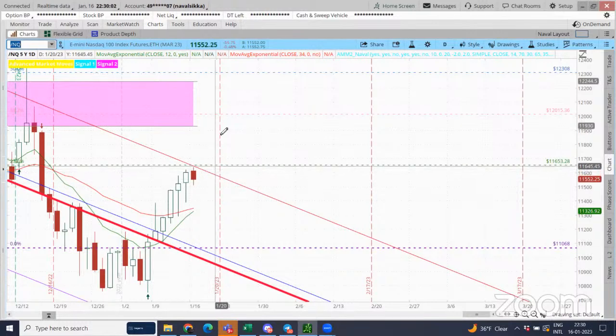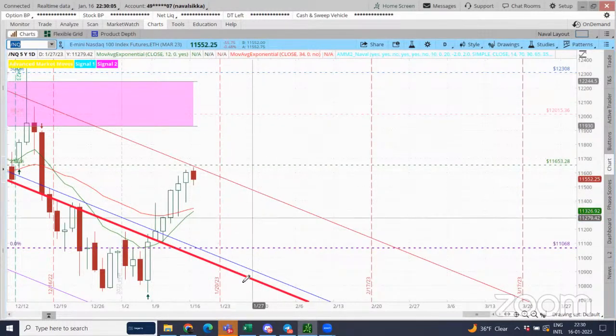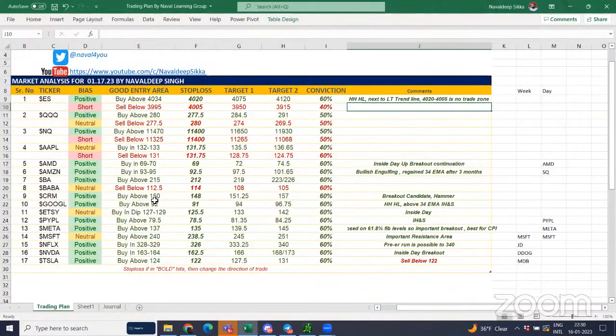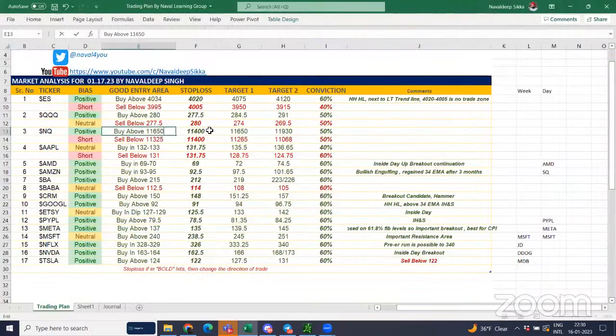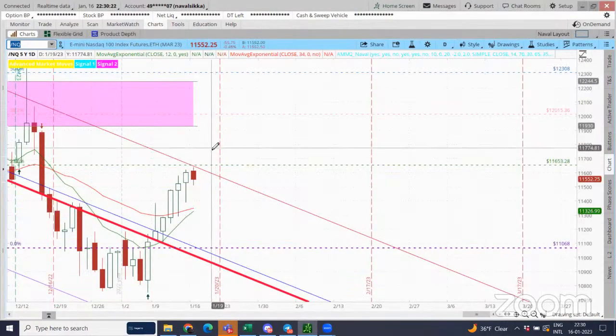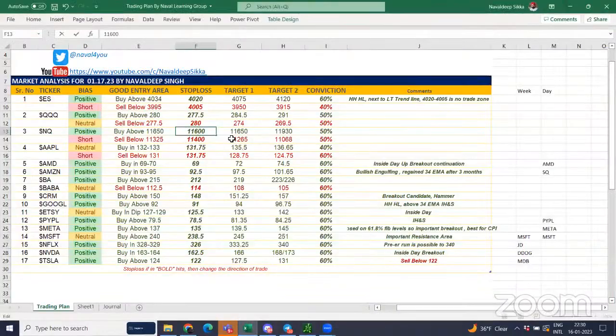So I expect this to break out towards 12,300. So same thing, 11,650 and above. If I want to go long, I want to go long above 11,650, and my stop loss will be 11,600. My target will be 11,820 or 810 and 11,930. I'm giving it 60% and downside 40%.